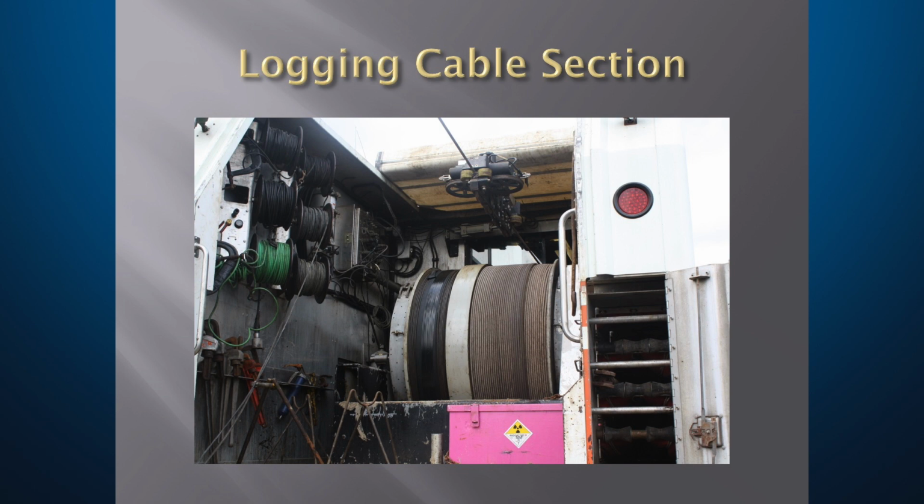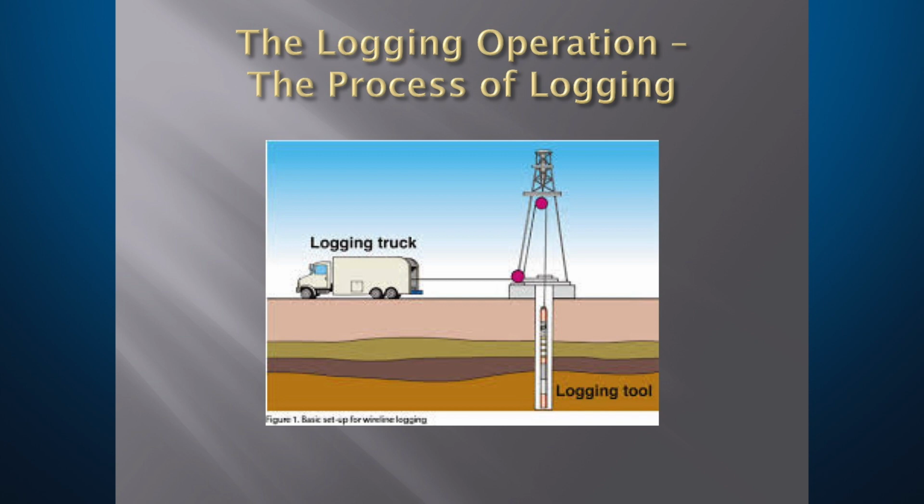This pink thing is a source. In logging, with different types of logging, we have different sources that we use to radiate the formation with radioactive elements, or I should say photons, and we record those measurements back at the tools. And this is simply a simple diagram of how it works.